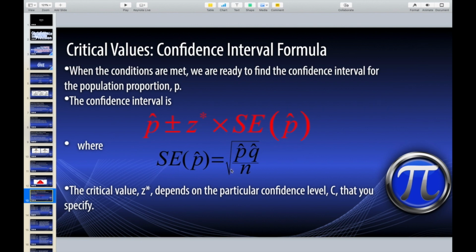So I'd like for you to replace this equation up here. So it's going to be p hat plus or minus z star times the square root of p hat q hat over n, all under the square root there. That is your official confidence interval formula for chapter 19. Well, for chapter 19 and beyond. Officially, the name of this one is called the one proportion z interval. And we'll get a lot more into that later.